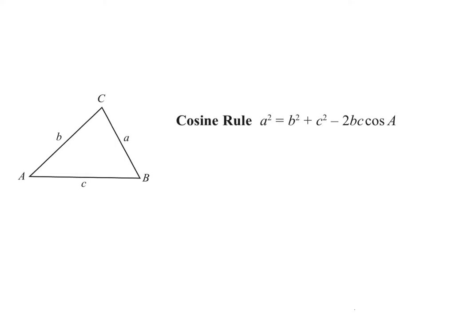To solve the problems, we use the cosine rule, which is here: a squared equals b squared plus c squared minus 2bc cos A. The thing to note here is that the capital letters are used for the corners, for the angles, and the lowercase letters are used for the sides, and each lowercase is opposite its uppercase letter.